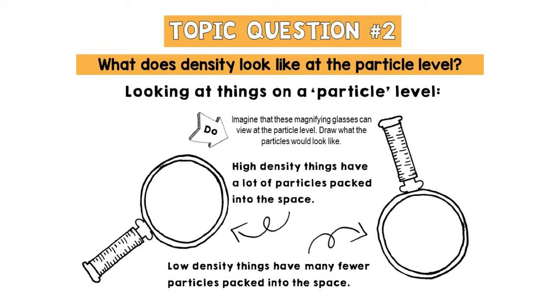Now, the one on the left is going to show high density things, which have a lot of particles packed into the given space. The magnifying glass on the right is going to show low density, which has fewer particles packed into the same space. Pause the video and do your drawings.